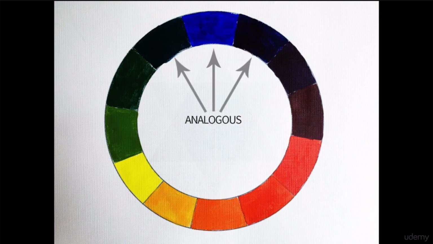Analogous colors are colors that are next to each other on the color wheel, and an analogous color scheme is made up of 3 to 5 colors that are next to each other on the color wheel. An example would be blue-violet, blue, and blue-green. While analogous color schemes do not provide high contrast like a complementary scheme, they do provide quite a bit of harmony and unity as a color scheme.